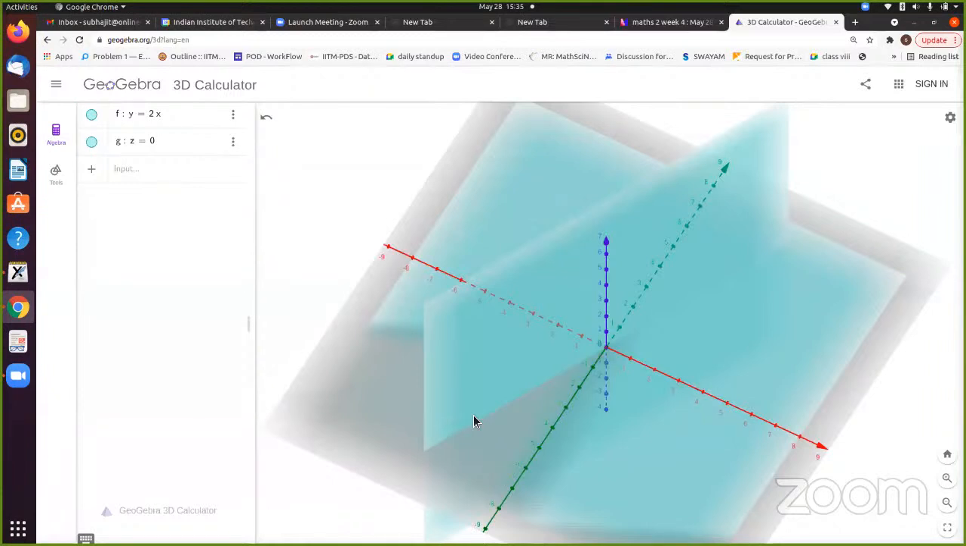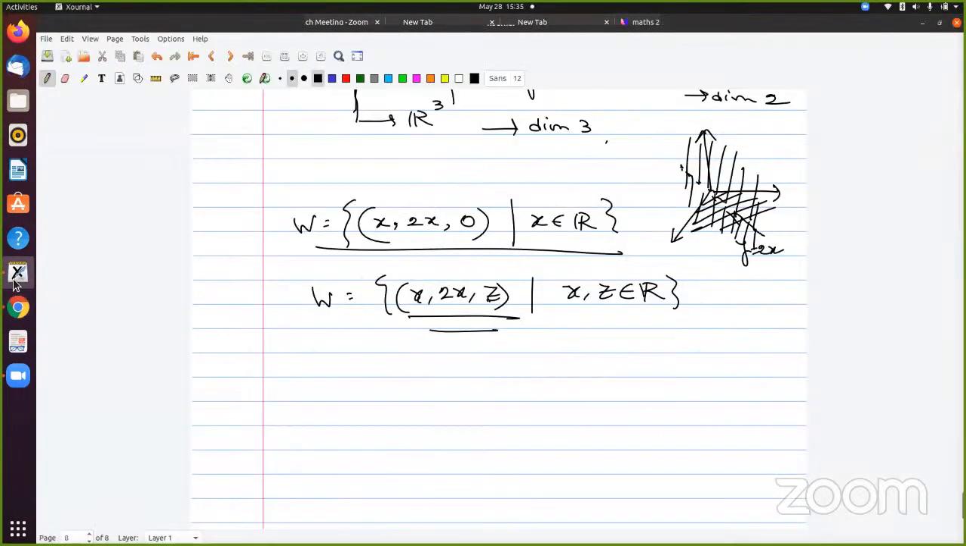In R3, what is a straight line? In R3, a straight line means the intersection of two planes. Intersection of two planes means you have two equations and the solution of those two equations. So your independent variable will be one less. Got it? Yes, sir. Thank you. Okay, great.